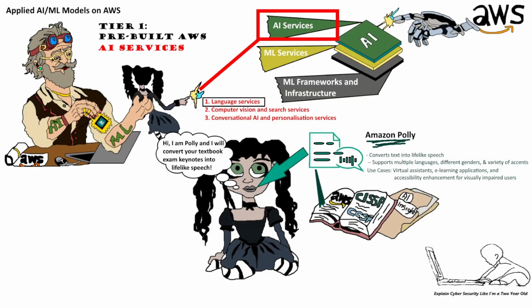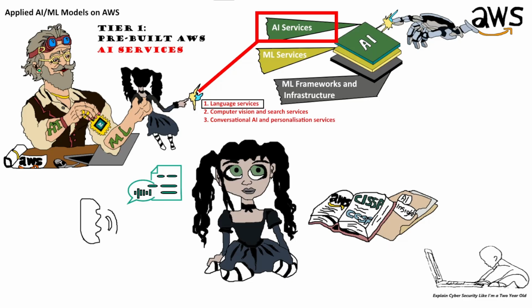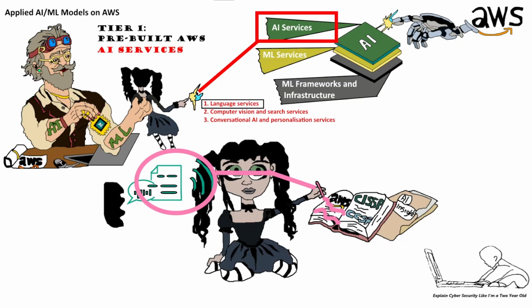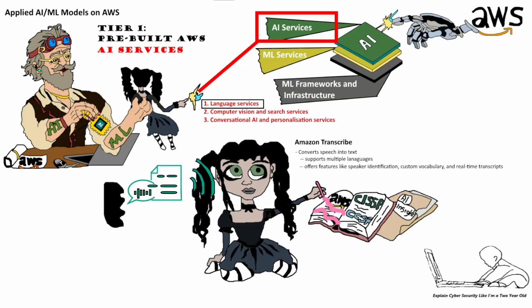And in our analogy, this could be like our artificial intelligent doll reading the text from our cybersecurity exam textbooks and then converting this into speech by telling us what the answers are. And the next AI service is a reverse of this in that it converts speech to text, and this is known as Amazon Transcribe. And similar to Amazon Polly, it also supports multiple languages, in addition to extra features like speaker identification, custom vocabulary, and real-time transcripts. And use cases are customer call transcriptions, automated subtitling, and metadata generation for media files and video content.